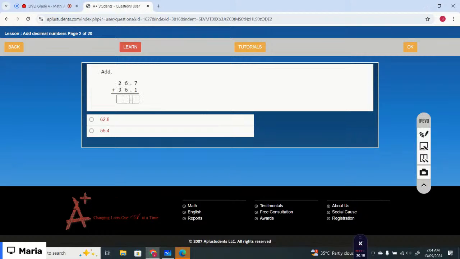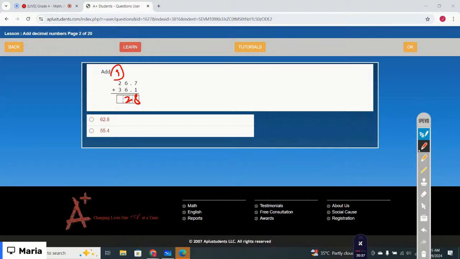The next one is you need to add 26.7 and 36.1. So how do we add? The decimal points are already lined up. You simply have to add. So 7 plus 1 is 8. You have 6 plus 6, 6 plus 6 is 12. Write 2 over here. Carry 1. So that is 3, 2, 5 and 1, 6. That is 62.8. So the correct option is option number 1. That is 62.8.